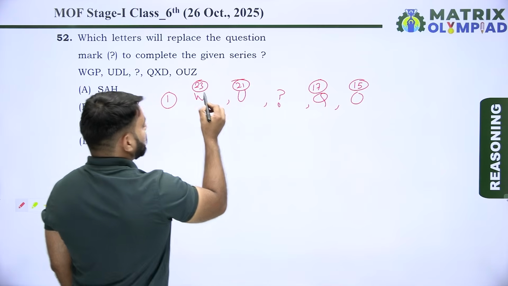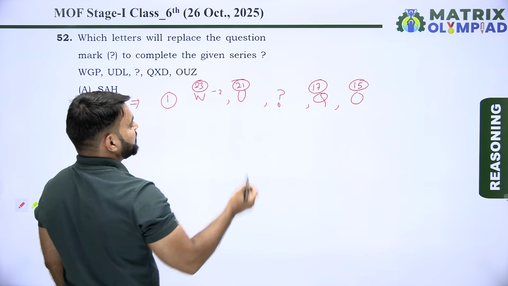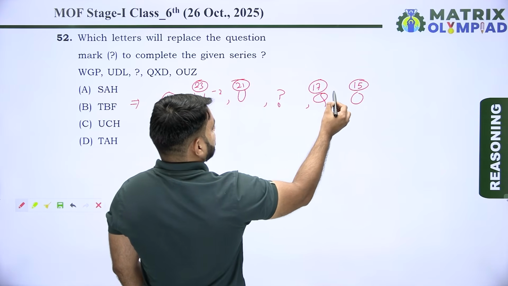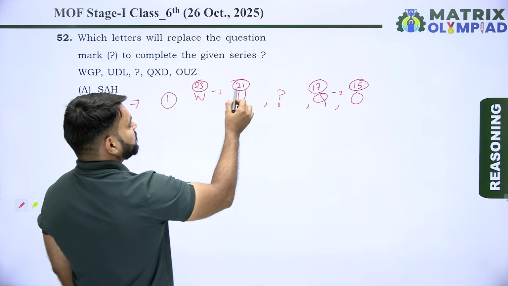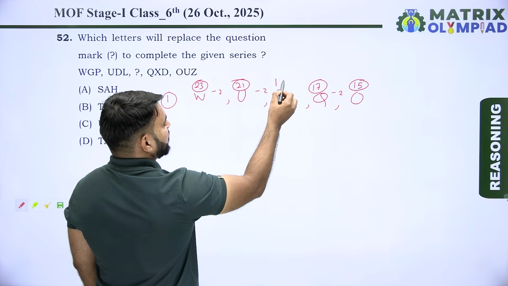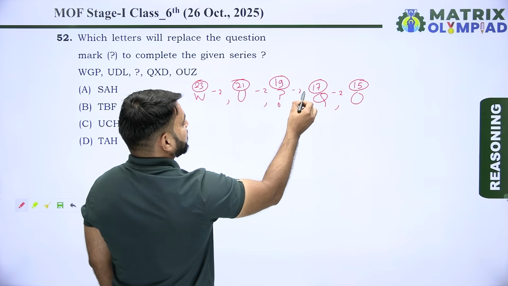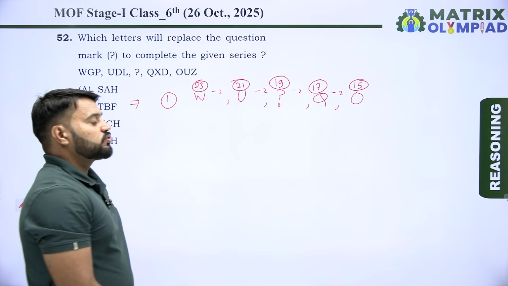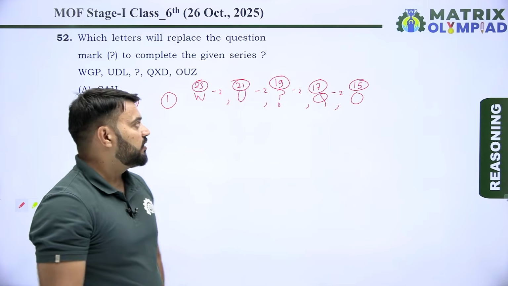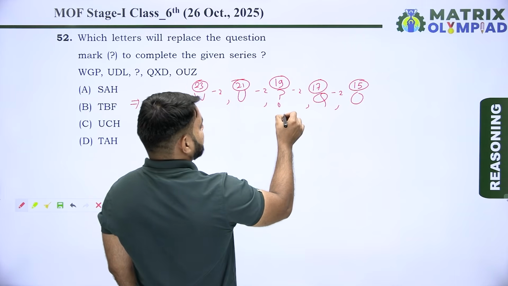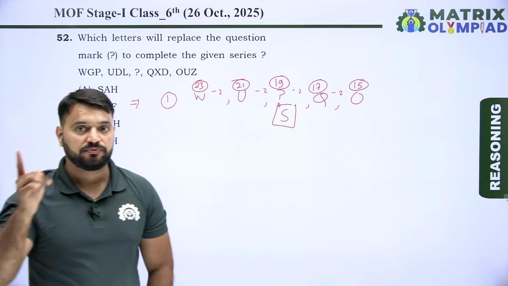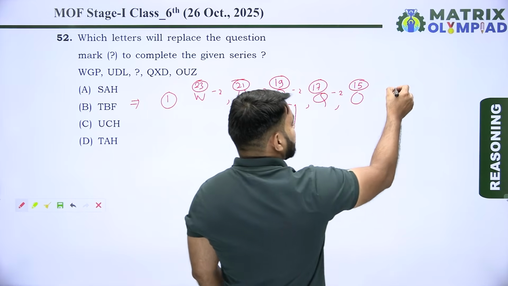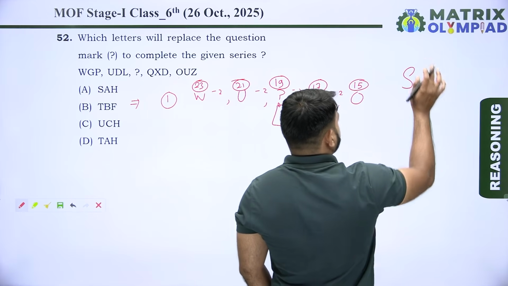Now the pattern is 23 minus 2, it means 21. Now 17 minus 2, it means 15. So similarly 21 minus 2, it means 19, and 19 minus 2, it means 17. So the missing place value is 19. So 19 means S, because the place value of S is 19 in the English alphabet. So the first alphabet of the missing term is S.